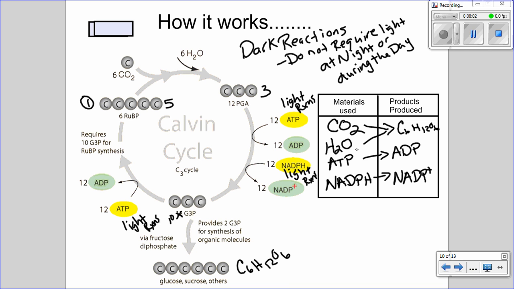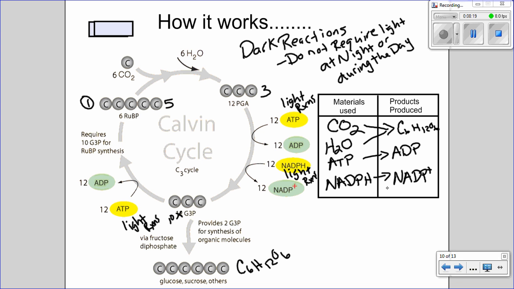So that is the general sequence. You take carbon dioxide and water to create your glucose molecule through a series of reactions in which the energy for the reaction is provided by your ATP and your NADPH. So those are the dark reactions.